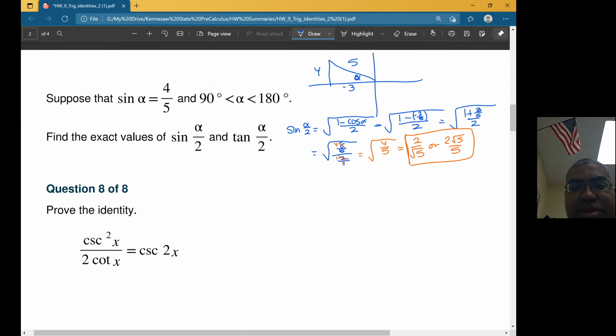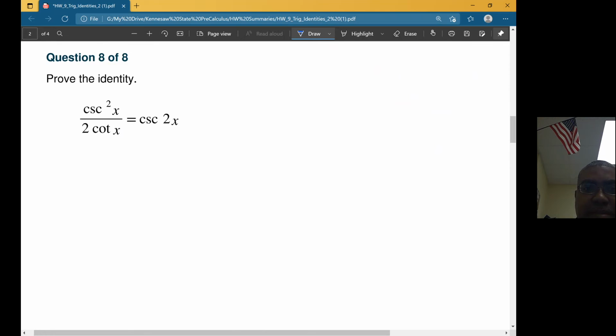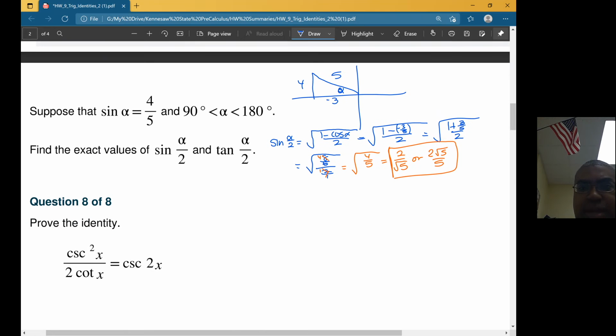So last one. Prove the identity. We love these. I love proving identities. All right. Oh, wait a minute. Tangent. I almost forgot. Tangent of alpha over 2. That is equal to square root of 1 minus cosine of alpha over 1 plus cosine of alpha.